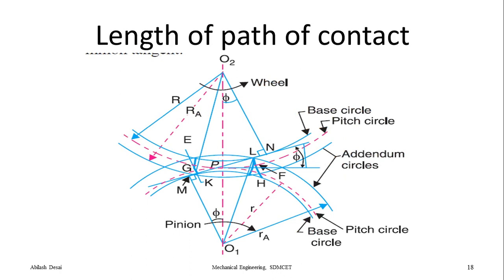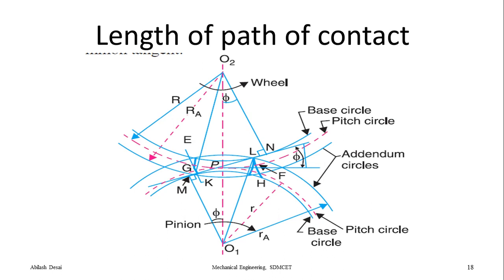two gears in mesh. This is a very important derivation, and every problem we are going to solve will depend on this. Each and every question you solve, the length of path of contact is very important there. You have to find this out. First, let us understand the concept based on this.